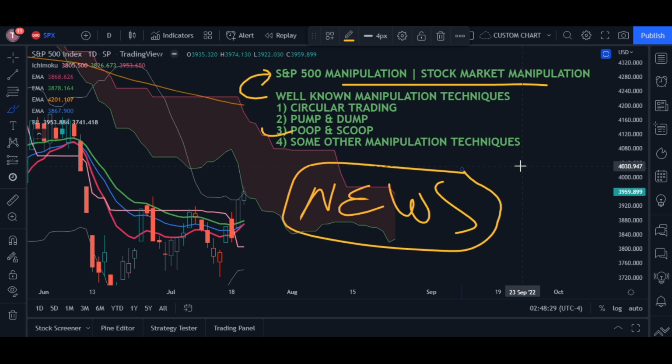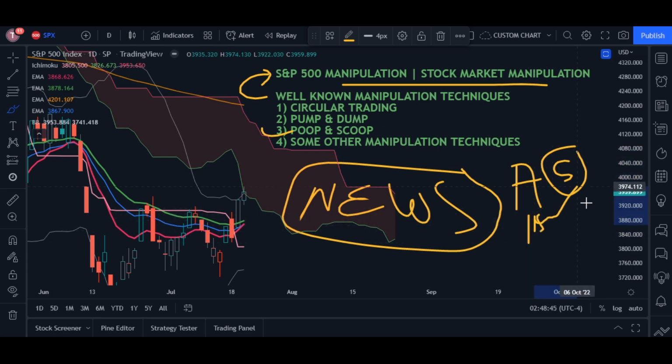Now what is the fabricated news? Fabricated news is when you are reading an article, and this article says that these five stocks are the growth stocks, and these five stocks will give a return of 100% or 50% return, or 1000%, etc. So that is the fabricated news.